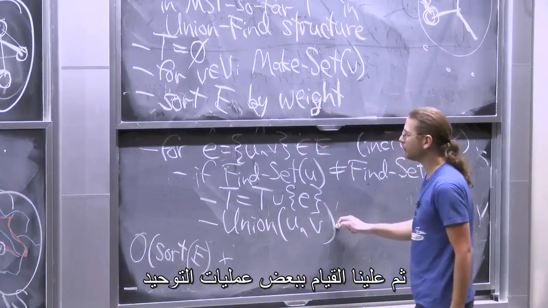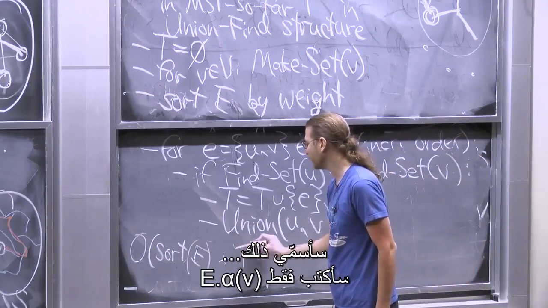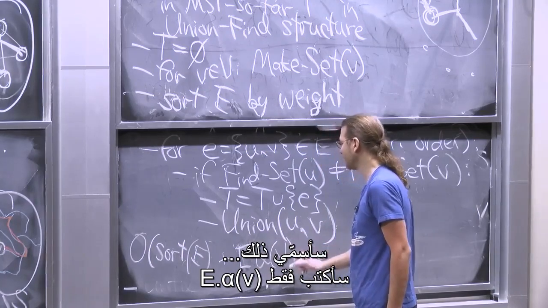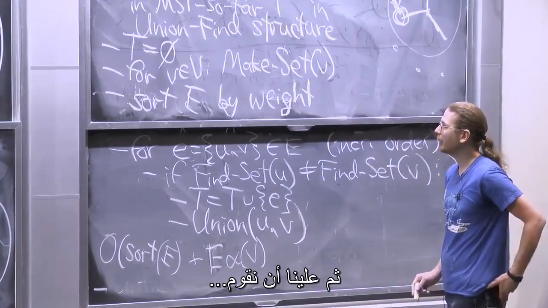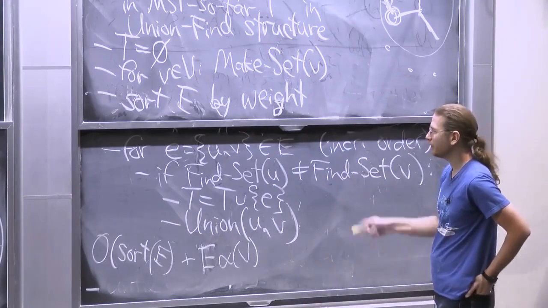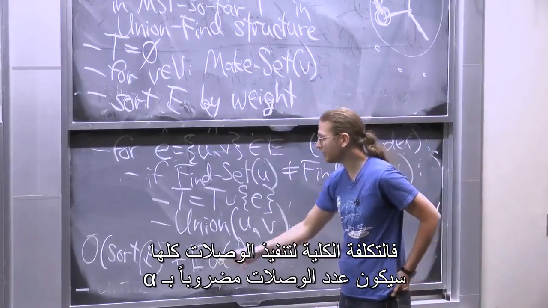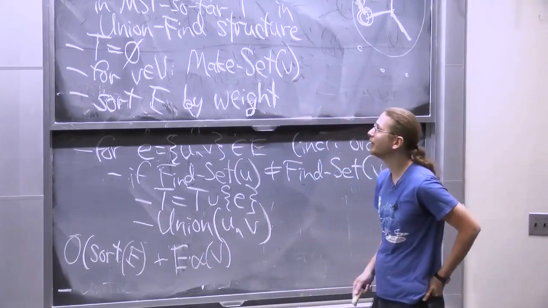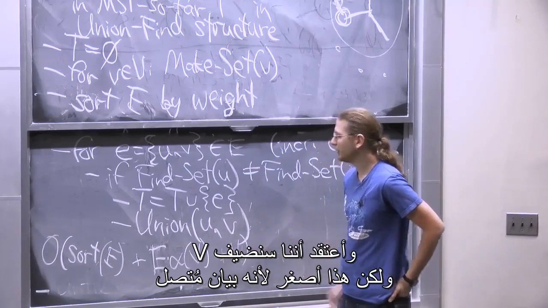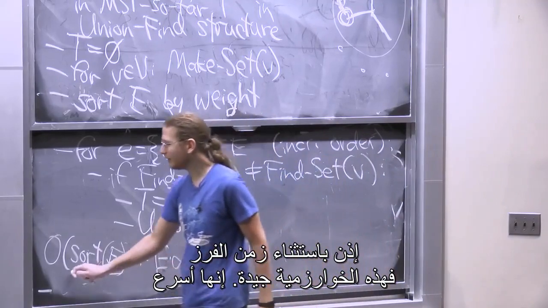Then we have to do some unions. I guess for every edge, potentially, we do a union. So I'll just write E times alpha of V. And then we also have to do find sets. But same deal. Find set and union cost alpha amortized. So the total cost for doing this for all edges is going to be the number of edges times alpha, and then there's plus V, I guess. But that's smaller if it's a connected graph. So other than the sorting time, this algorithm is really good.